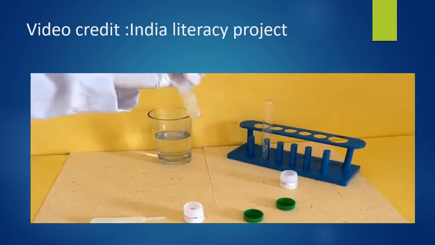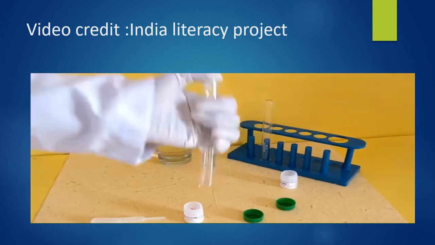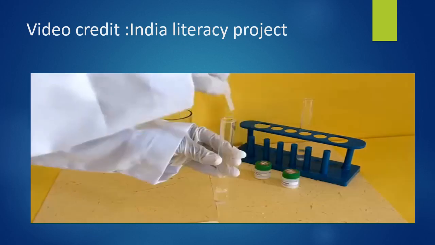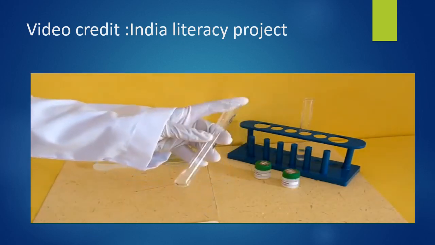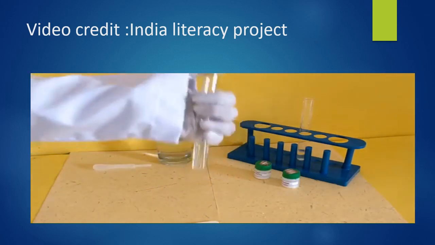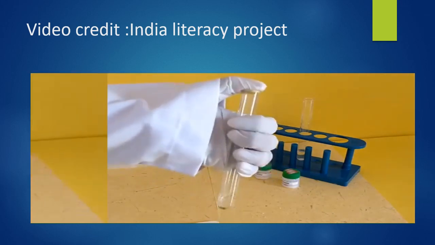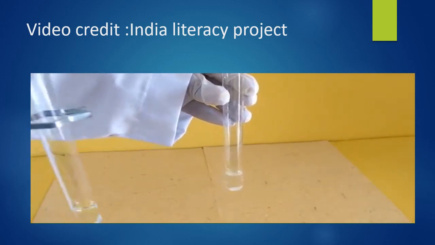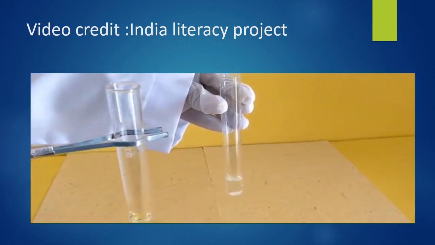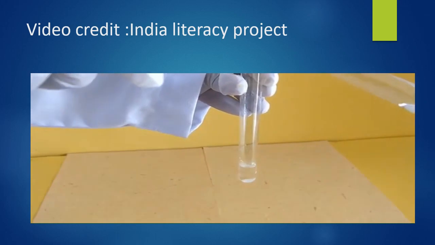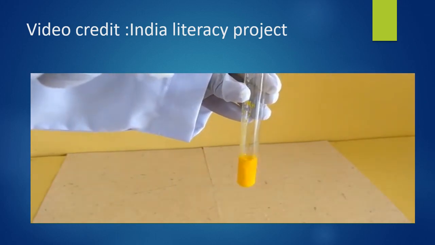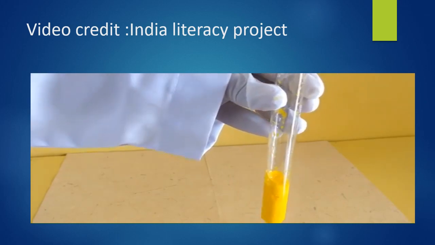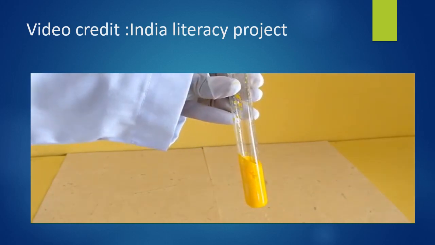Now shake the test tube till the salt is dissolved to prepare an aqueous solution of lead nitrate. Similarly, prepare an aqueous solution of potassium iodide in a separate test tube. Add the aqueous solution of potassium iodide to the aqueous solution of lead nitrate. You will observe a yellow colored precipitate is immediately formed in the test tube. This is lead iodide.